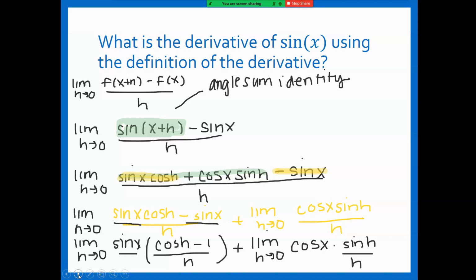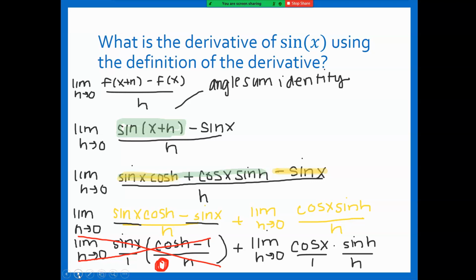So if you take the idea of multiplication rules, sine of x over 1 times that is the same because you multiply your numerators and multiply your denominators. So, technically, they are all still over h. So, the limit as h approaches 0 of sine x is sine x. The limit as h approaches 0 of cosine h minus 1 over h is 0. So, this first limit is gone because it becomes 0.